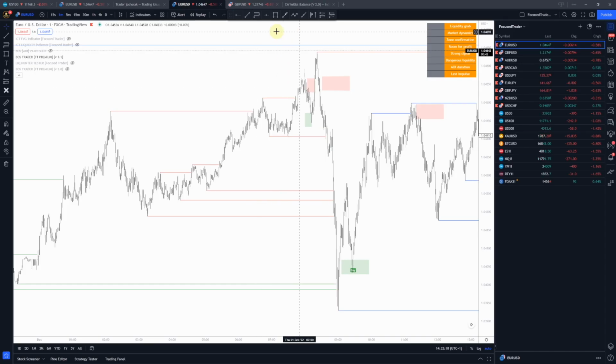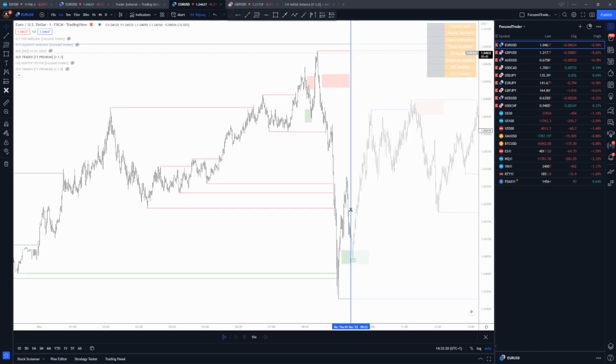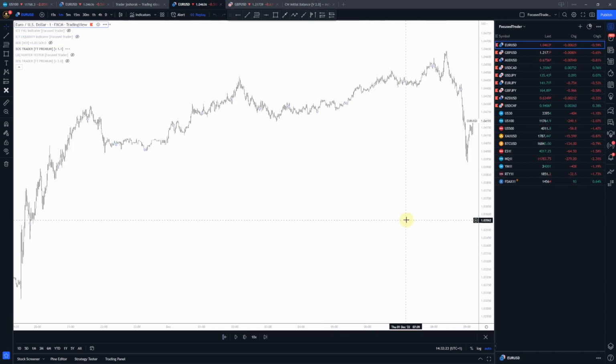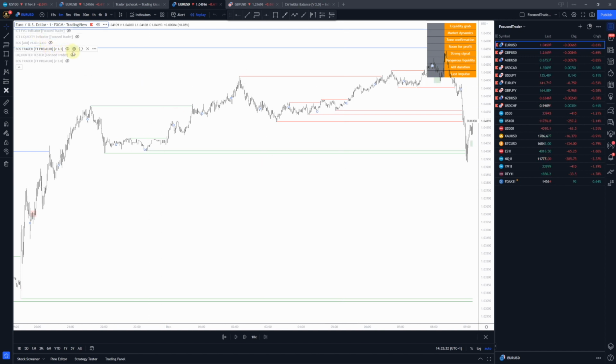I will switch to replay mode and set it to start here, because this will be the area when we received our alert. Remember, our boss trader is able to send you alerts when an area of interest is showing on the chart. When it first shows, it sends you an alert. And as you can see, there is a very nice liquidity grab.